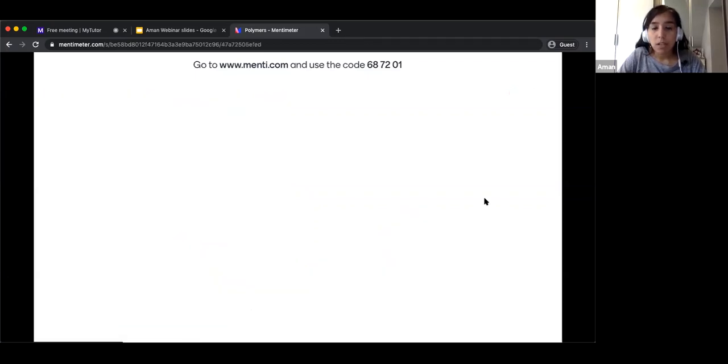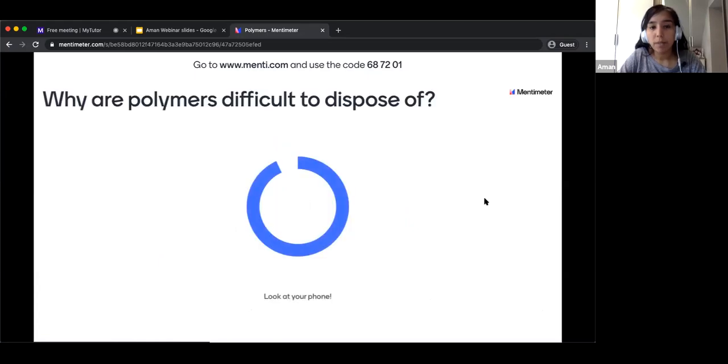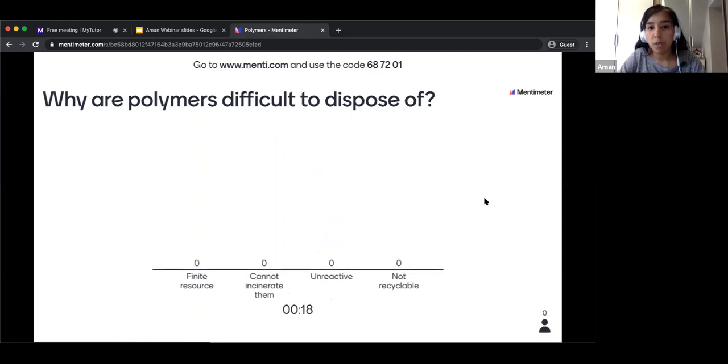Great, so the next question, it should be coming up in just a second. Why are polymers difficult to dispose of? So some of these are properties of polymers, but it doesn't necessarily make them difficult to dispose of. So just remember what the question is and then try and see which one actually answers that question. Great, so the answer is unreactive.